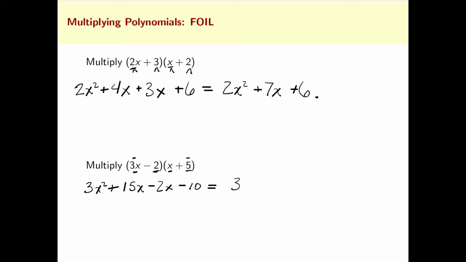Simplifies to 3x squared plus 15 minus 2 is plus 13x. And then the final term is minus 10.